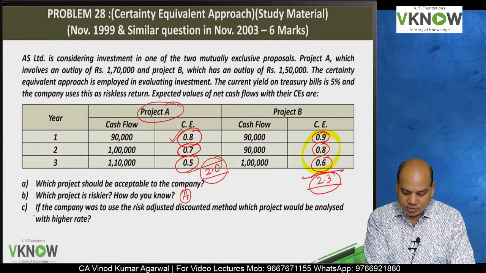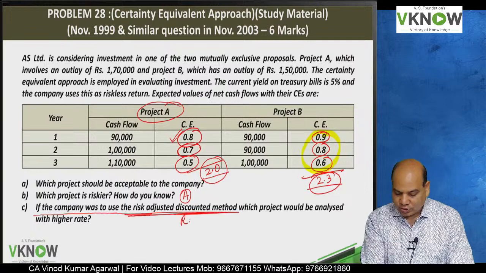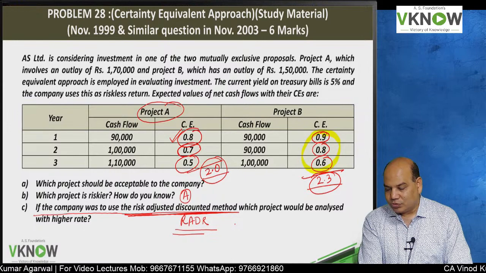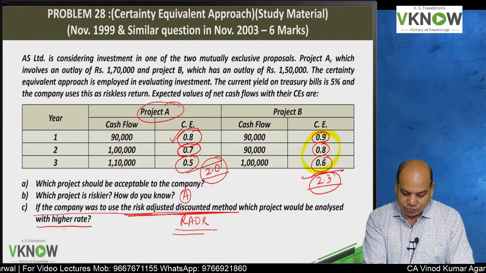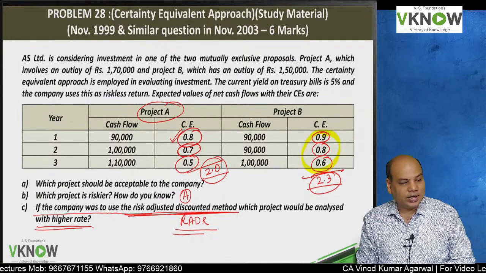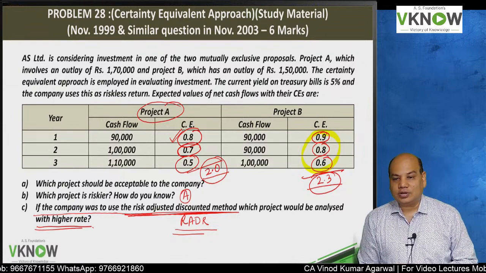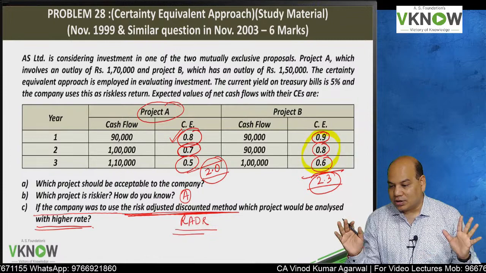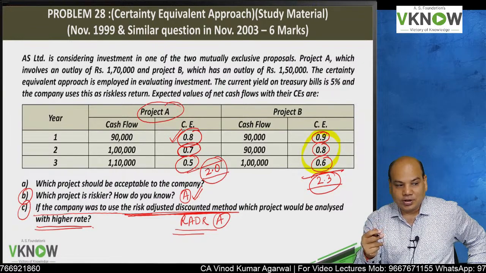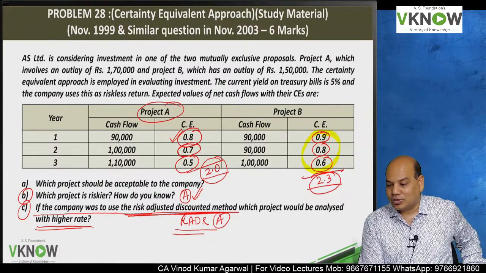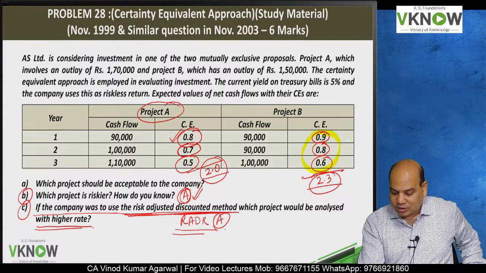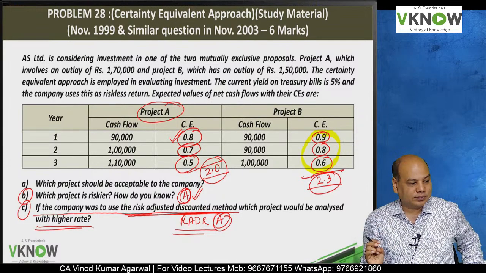Point number C, if the company was to use risk adjusted discount rate method, RADR, instead of using CE method, which project would be analyzed with higher rate? Answer please. The answer is again the same. If you are saying A is riskier in answer B, you have to again answer A, because the one which is riskier will be discounted at a higher rate. So answer of B and C are same. They have only asked the same question in a different way. You can't have answer A here and answer B there, then you are contradicting yourself. So answer A is right.